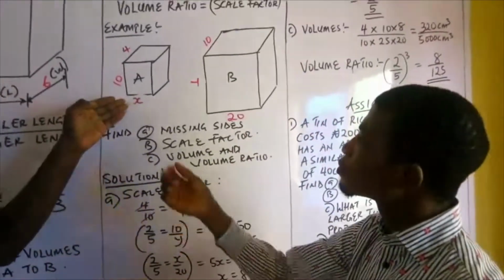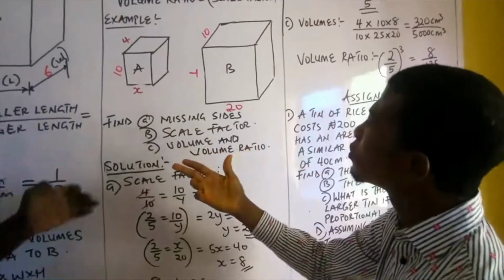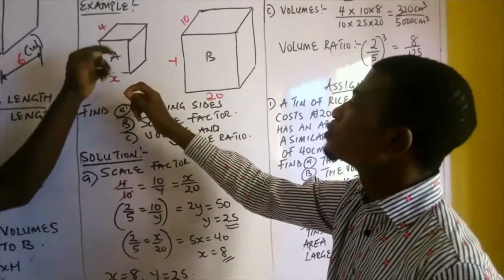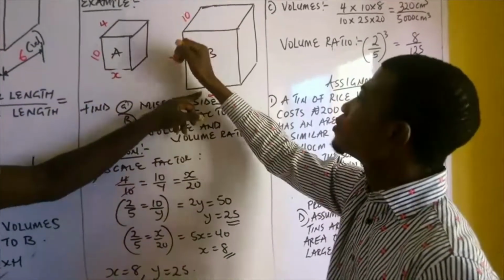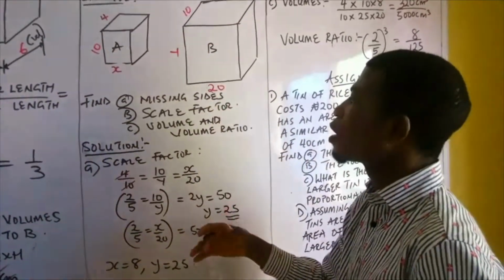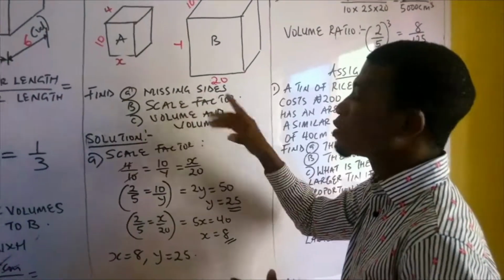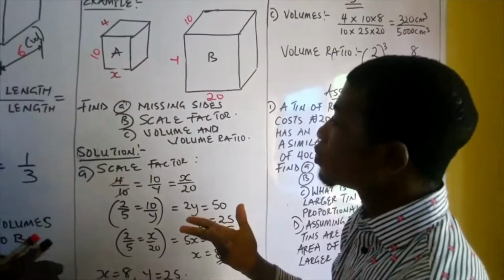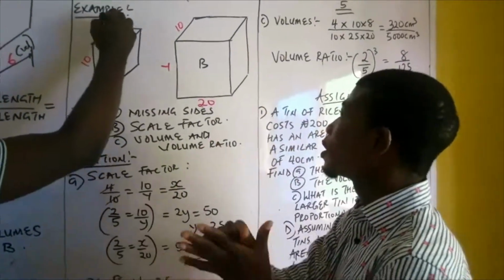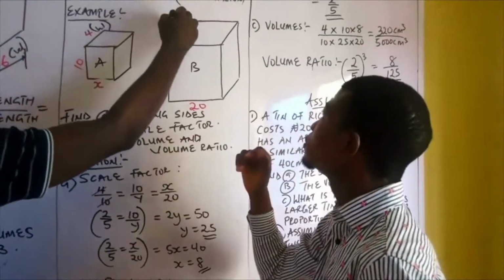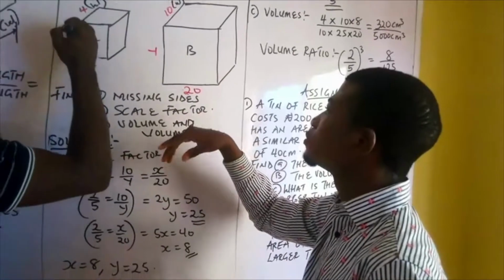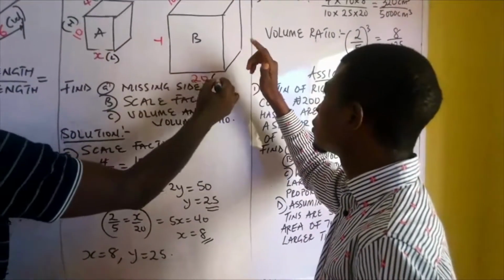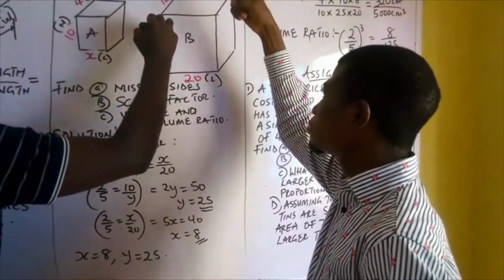This is a cuboid. Here we are given 4, 10, and we have a missing side. We have 10, y, and we have 20. We have to find the missing sides, the scale factor, the volumes and the volume ratio. You should know that this side is the width, this is your height, and this is your length.